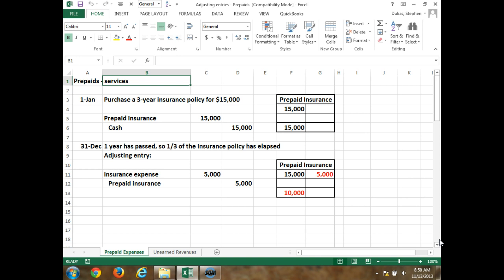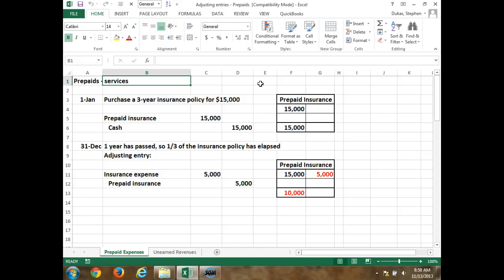The simplest of these that we can talk about is when we prepay for a service. In this case, we're looking at January 1 through December 31st. On January 1, we purchase a 3-year insurance policy for $15,000. When we do this, we debit prepaid insurance and credit cash. Notice prepaid insurance is a current asset account.